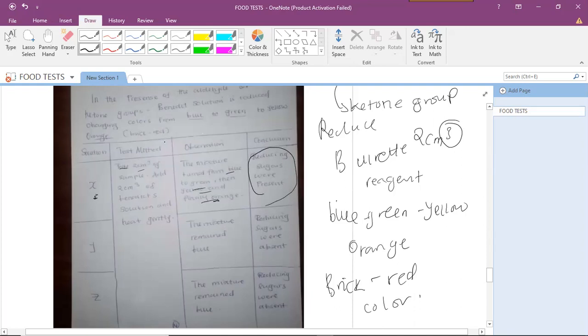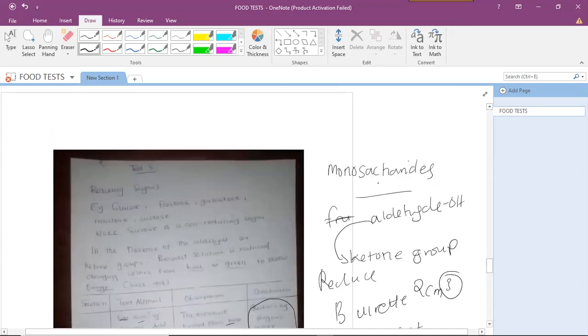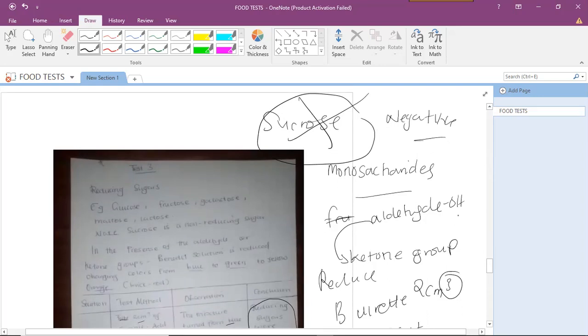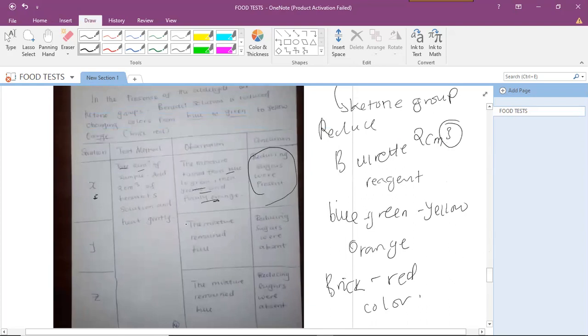And I must warn you, examples of reducing sugars include glucose, fructose, galactose. Sucrose is a disaccharide. So sucrose is a non-reducing sugar. It does not have these free aldehyde or ketone groups. So this will give you a negative reaction. So the solution will just remain blue or green. So let's look at what's happening to why the solution remained blue. So reducing sugars were absent. Sample Z, the mixture remained blue, meaning reducing sugars were absent.